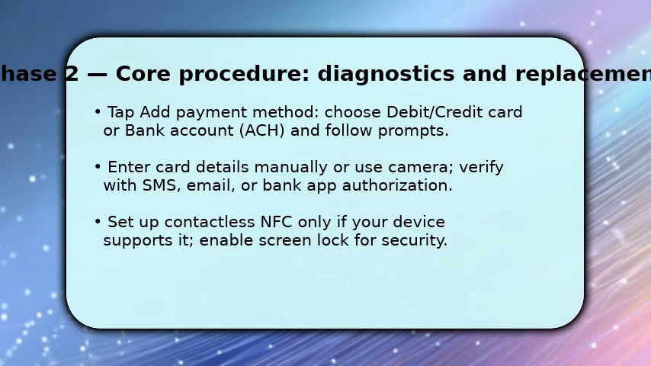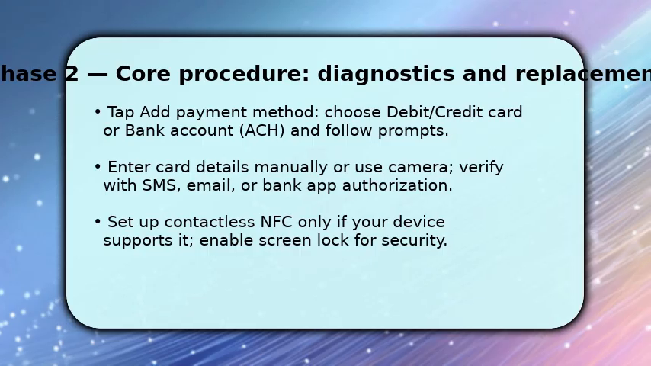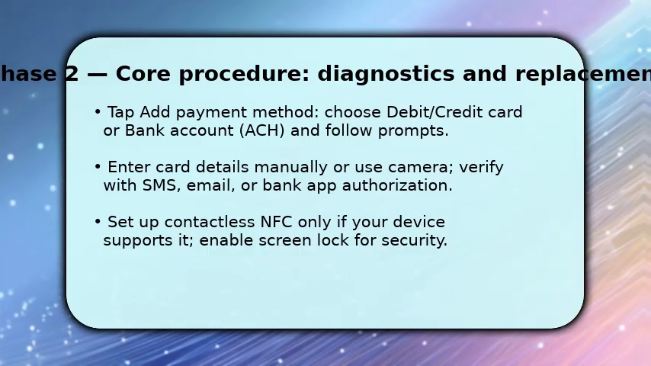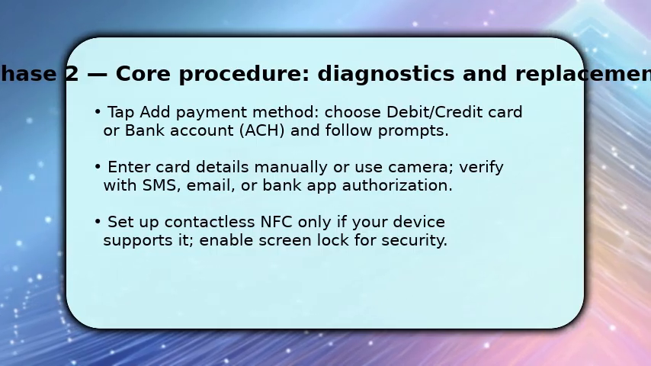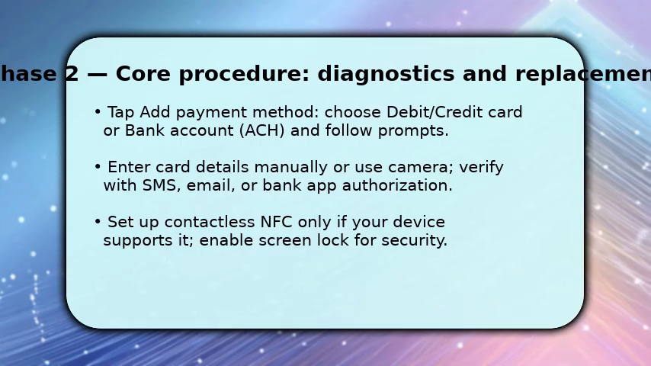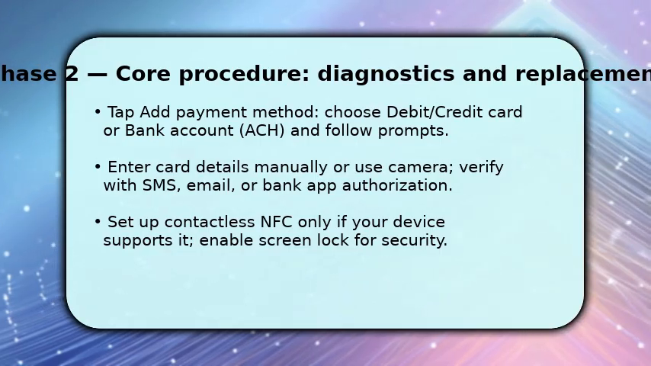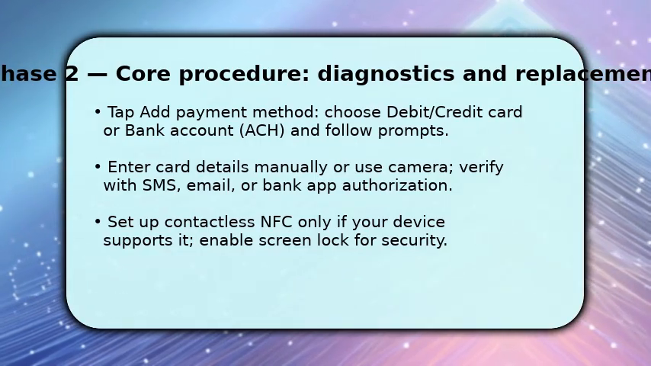This is the core. Tap Add Payment Method and pick card or bank, using the camera's speedy input, but manual entry works too. Then verify the card. Expect an SMS code, small authorization charge, or a pop-up in your bank app. Complete that step so transactions will clear.